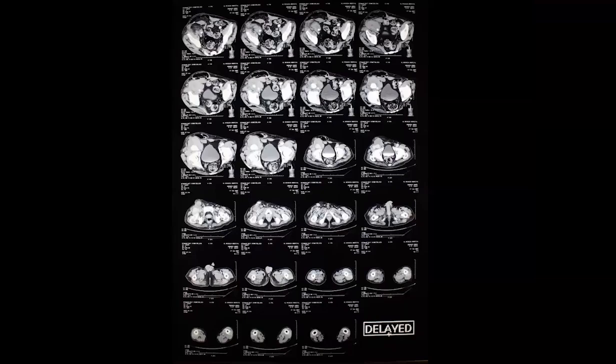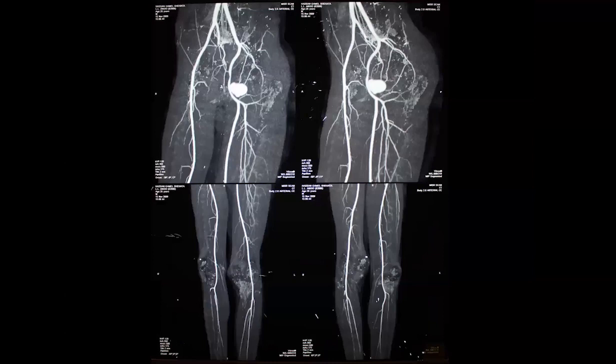Which image? This one? We have to fix on whichever we want. Okay, this one, I think. Okay, this image. Doctor, can you hear me? Yes, I can hear you. Go on.